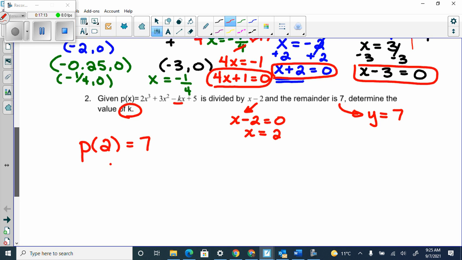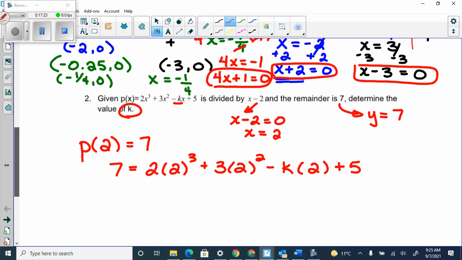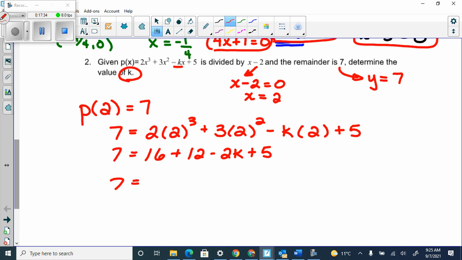So we're going to go 7 equals 2 times 2 cubed plus 3 times 2 squared minus k times 2 plus 5. And so I get 7 equals 8 times 2, which is 16, plus 4 times 3, which is 12, minus 2k plus 5. And so I get 7 equals 33 minus 2k. Subtract 33. What do we get? Negative 26. What does k equal? 13.